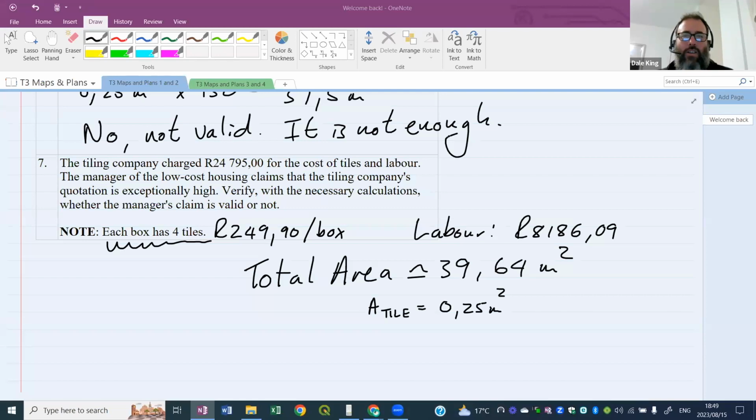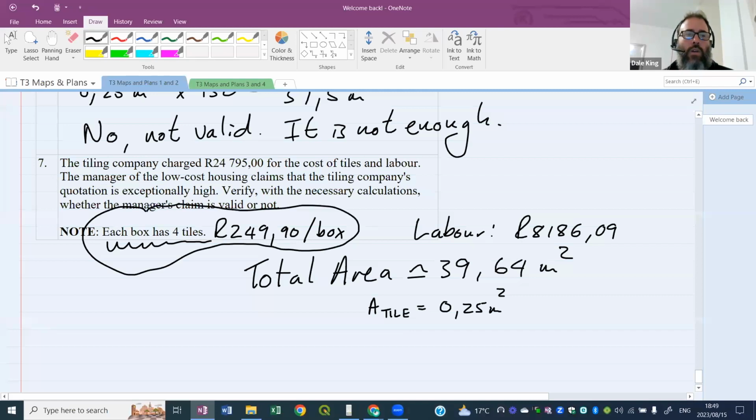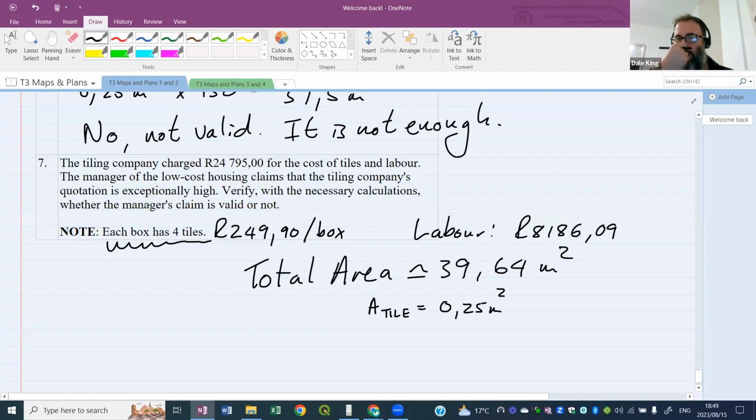There's a lot going on, yeah, guys, but we can do it little by little. So Kahiso, what she's doing is she's going to try and work out the price for 1 tile. And she's using this information here to try and do that. She wants to work out the price for 1 tile. And then she's obviously going to work up from there.